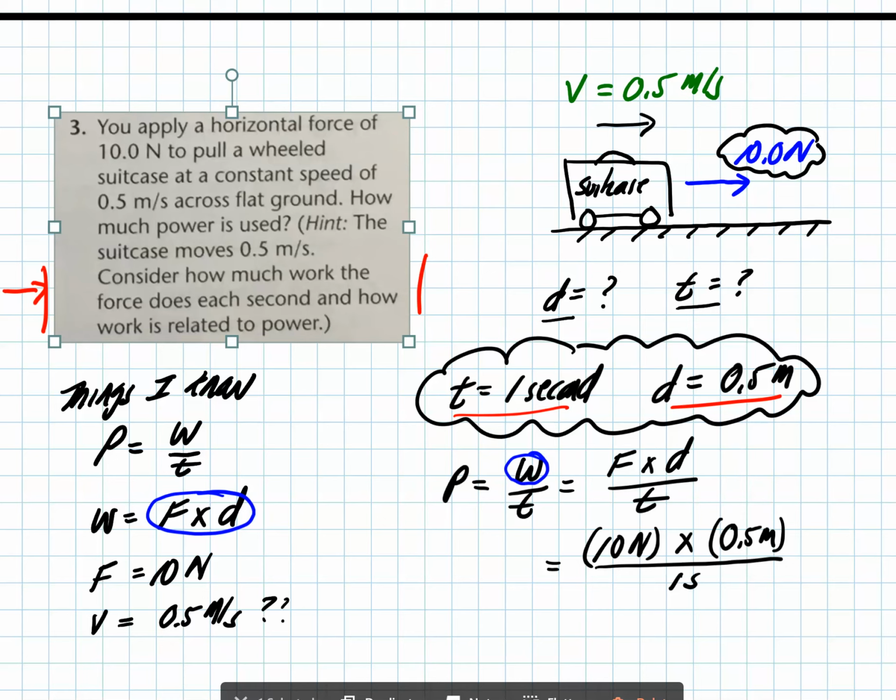So now we take, what is 10 times 0.5? That's going to be 5 newton meters. And divided by 1 second is, 5 divided by 1 is 5. So all these crazy units here is a watt, okay? Joules per second. So that's going to be 5 joules per second or 5 watts. And we use capital W to abbreviate it. Okay, those are the 3 math practice problems.